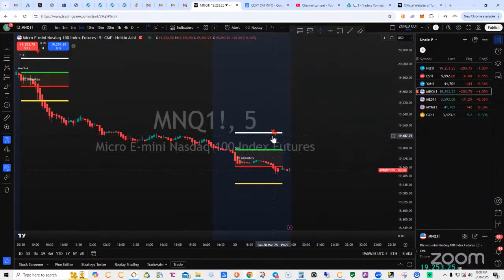The arrow points and says, and see, it has an alert. So the arrow came in and said, hey, there was a break to the downside. That's why you have a down arrow.